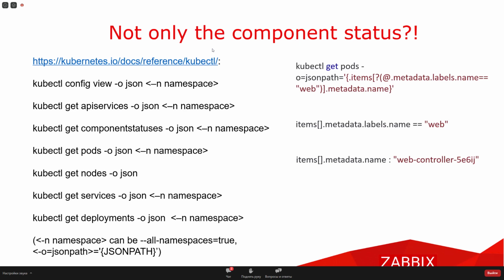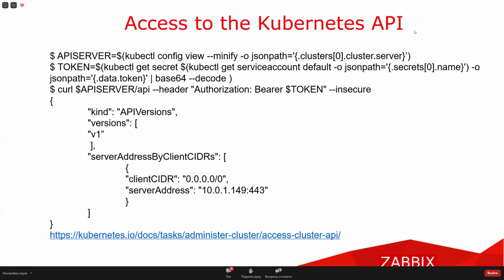But we can get, of course, a lot more than component status via kubectl. And over here is a list of things. We can get pod statuses, node statuses, service statuses, a lot more. So, and then we have the Kubernetes API. This is where we could use HTTP agent, for example. So, of course, we need to obtain the authentication token first, and then plug it into our HTTP request.